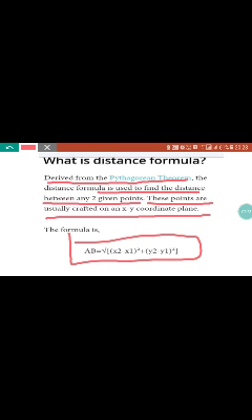Okay, that is under root x2, sorry, under root (x2 minus x1) whole square plus (y2 minus y1) whole square. Okay, this is called coordinate geometry's distance formula.